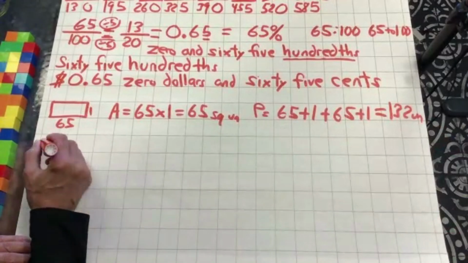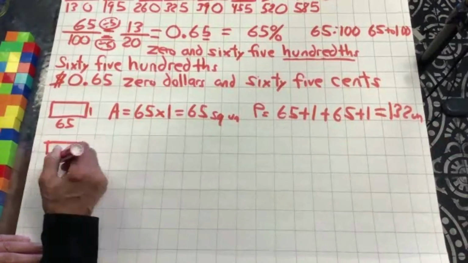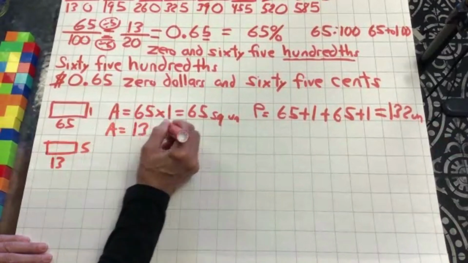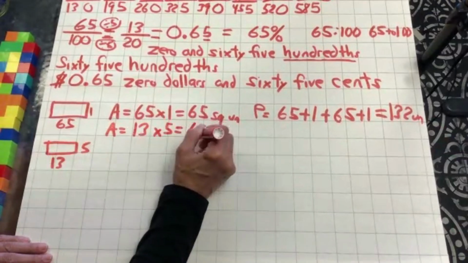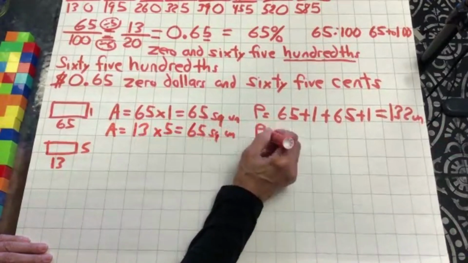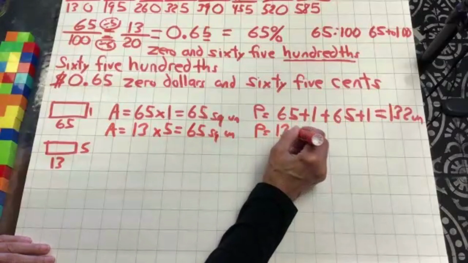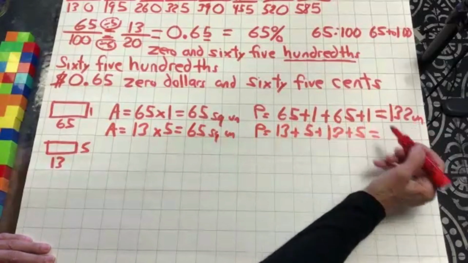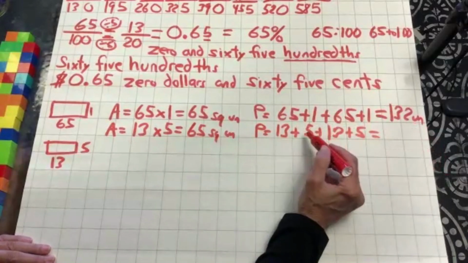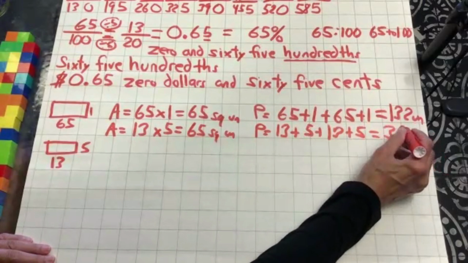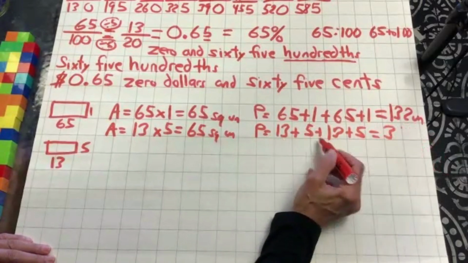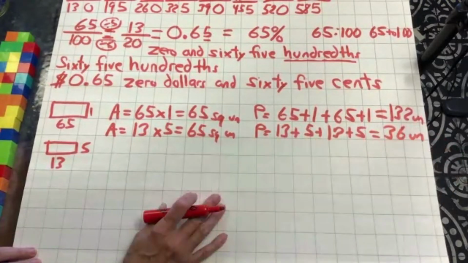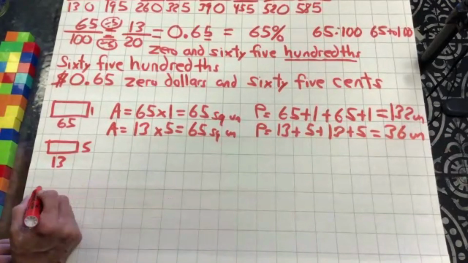Our next one would be a 13 by 5. So this would be 13 by 5. 13 by 5 equals 65 square units. And we're doing 13 plus 5 plus 13 plus 5 equals. So 13 plus 13 is 26. 5 plus 5 is 10. So it would be 36 units. All right. And we're done with area. Let's go on to volume.